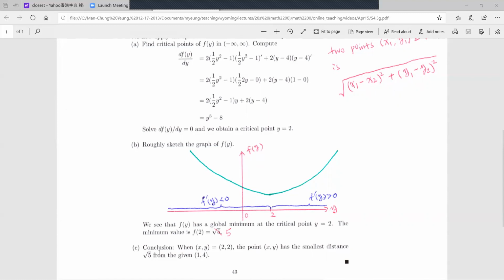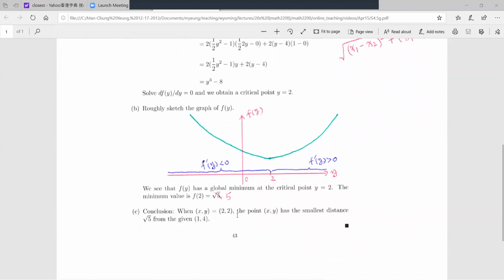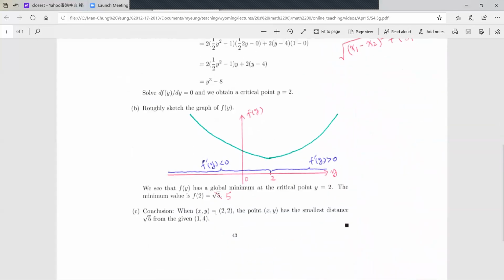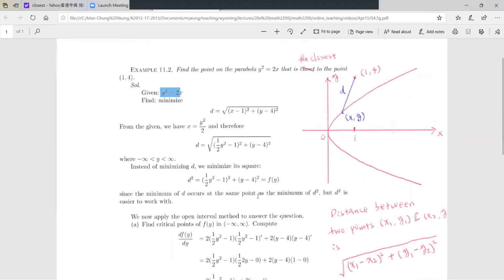So, make conclusion. When y is 2, the corresponding x we can get from this equation. So when y is 2, x is 2, and this point is on the parabola. This point has the smallest distance from the given point. The distance is square root of 5. The point (2, 2) from the given point, the distance is square root of 5 from this equation. Plug in 2, then the distance is square root of 5.